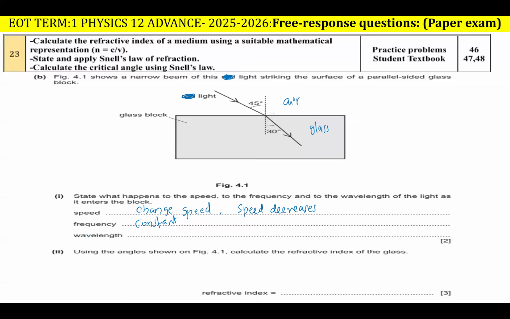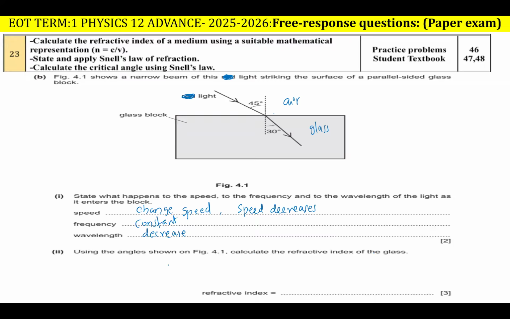Now the wavelength changes. The wavelength change depends upon the speed. If the speed increases, wavelength will increase. If the speed decreases, wavelength will decrease. So here, if it is from air to glass, the speed of the light decreases, so speed decreases means wavelength also decreases. Now calculate the refractive index of the glass.